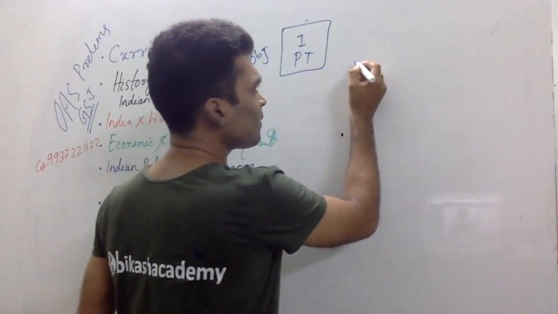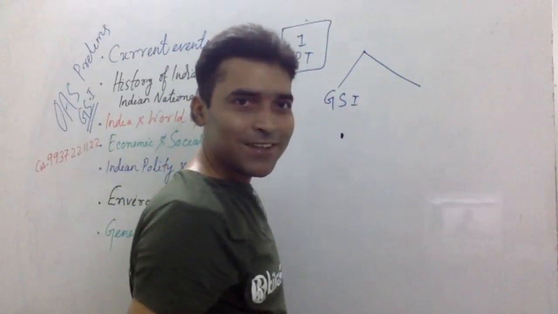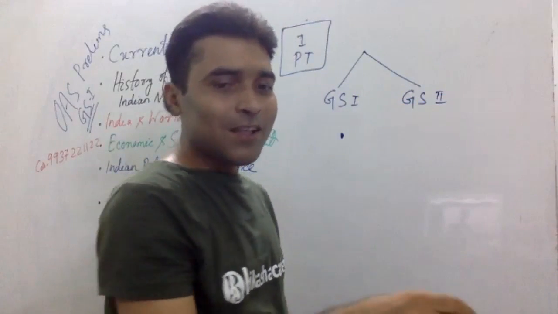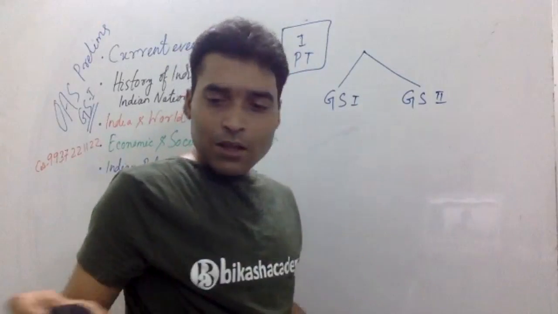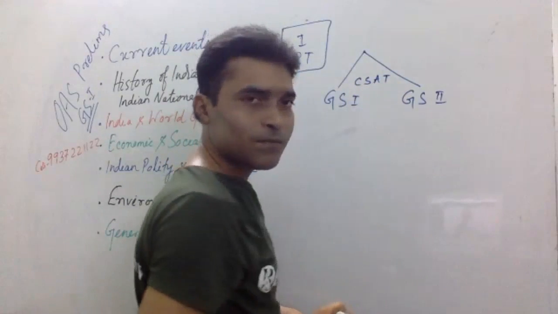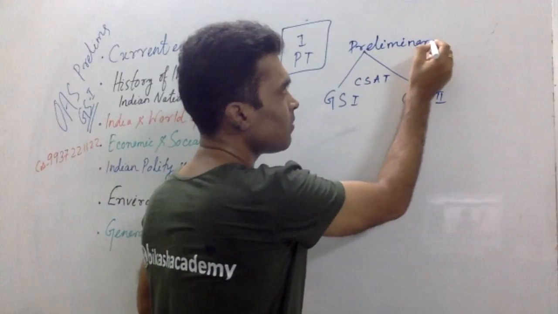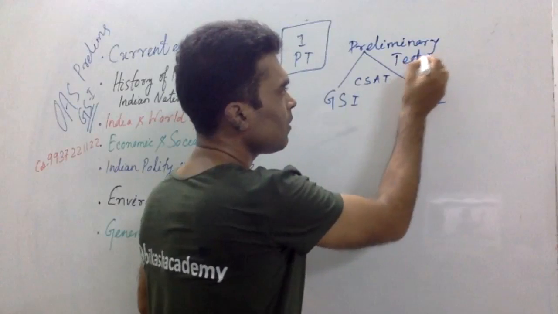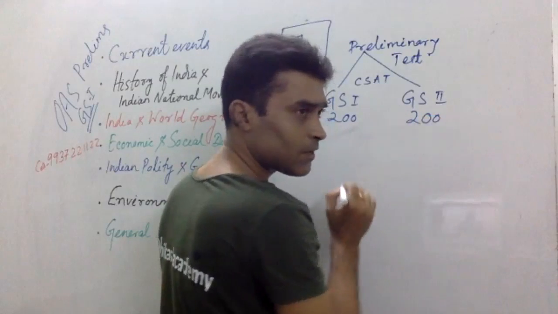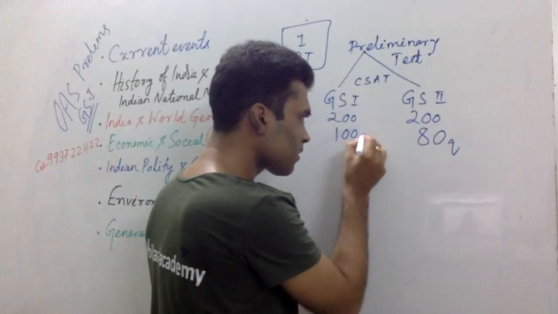In the preliminary part, we have two papers. We call them General Studies Paper 1 and General Studies Paper 2, and together this is the Civil Service Aptitude Test, the preliminary examination. The total marks are 200 here and 200 here. The total number of questions is 80 in one paper and 100 in the other.